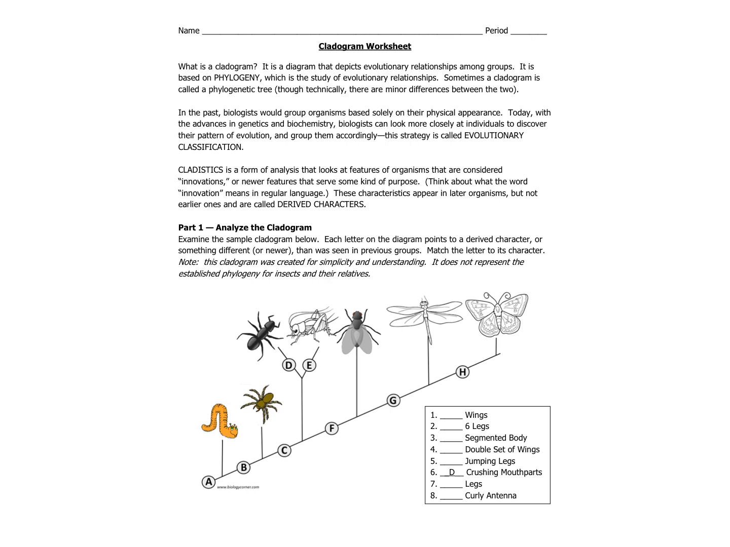Part 1. Analyze the cladogram. Examine the sample cladogram below. Each letter on the diagram points to a derived character, or something different or newer than was seen in previous groups. Match the letter to its character. Note, this cladogram was created for simplicity and understanding. It does not represent the established phylogeny for insects and their relatives.